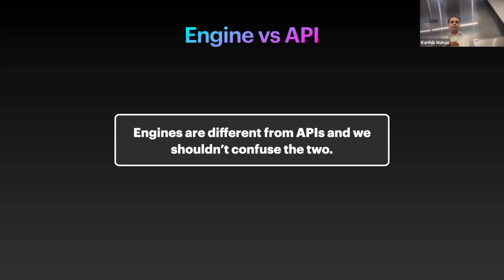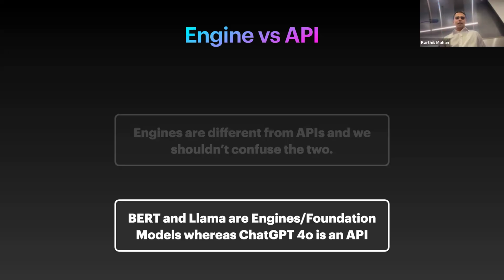So let's talk about engine versus API. Engines are different from APIs, and we shouldn't confuse the two. Like BERT and Llama are engines or foundation models, whereas ChatGPT 4.0 or ChatGPT 5.2 is an API, and it adds layers on top of a foundation model or an engine. So you can actually use it for your end applications, right?